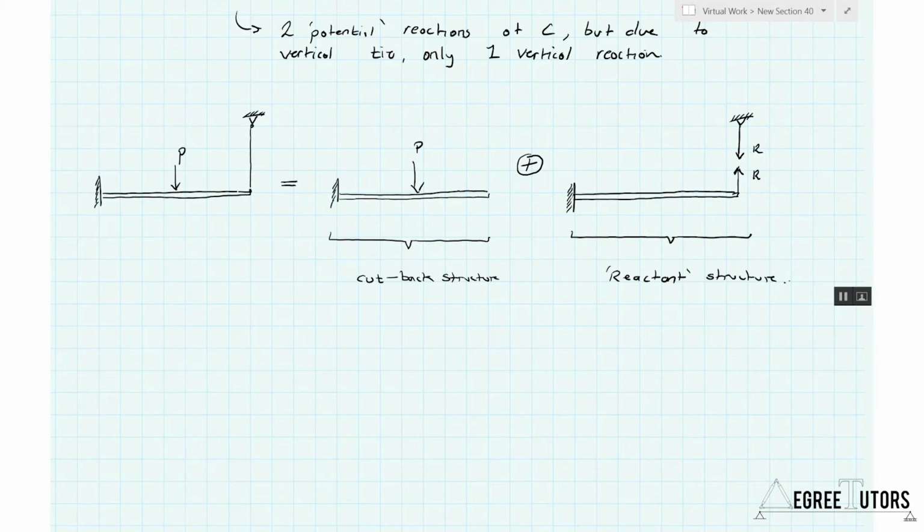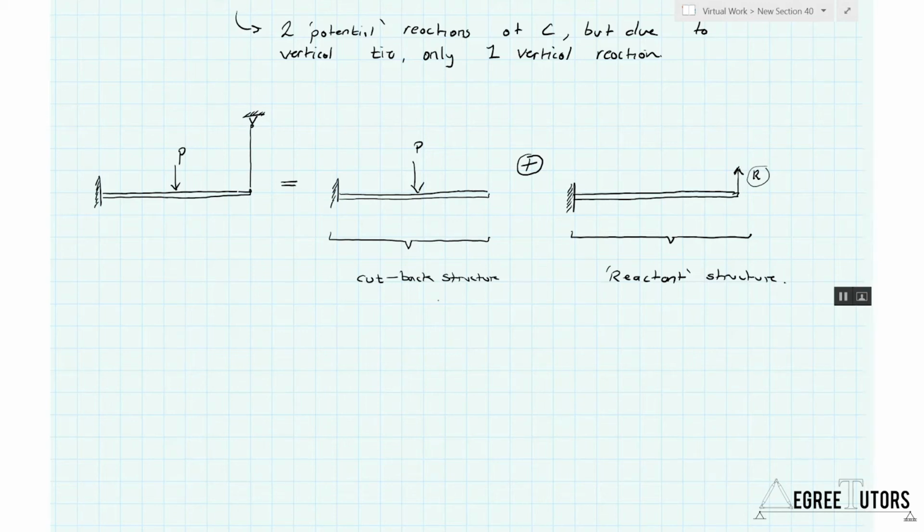So now what we have is two different, well, they're the same type of structure, but they're both statically determinate. The cutback structure is simply a cantilever with a point load P at the midspan, and the reactant structure is simply another cantilever structure with a reaction force applied at the tip of the cantilever. So another way to think about this, you can forget about him for a second. That's really what you have. You've got a force applied back in on the right hand side, which replaces the tie force you took out in order to create the cutback structure. So we now just have two statically determinate cantilevers.